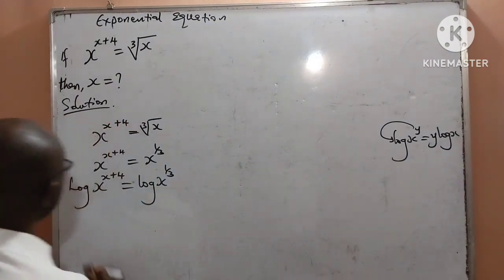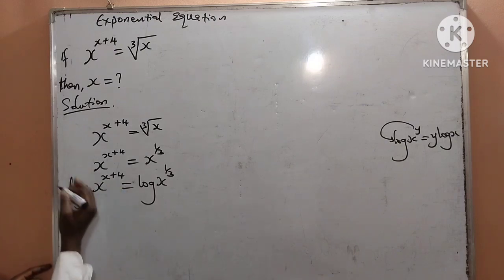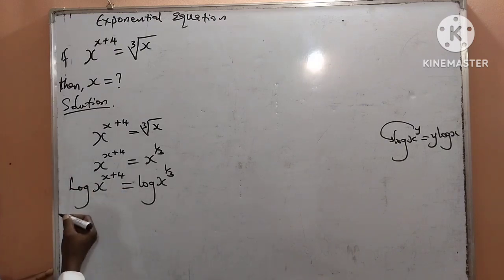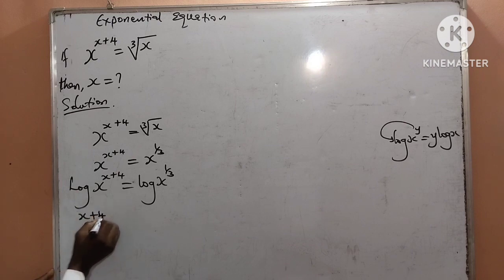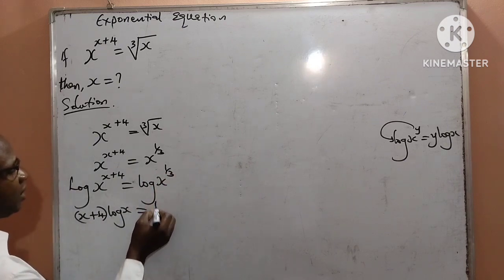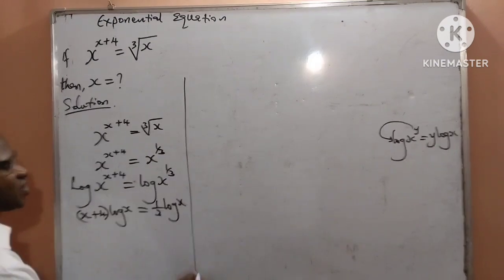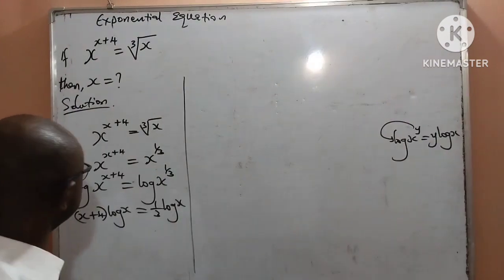Alright, now applying this law of logarithms, we now have x plus 4 multiplied by the logarithm of x, and by the right hand side it is going to be 1 all over 3 times the logarithm of x. That is where we are now.